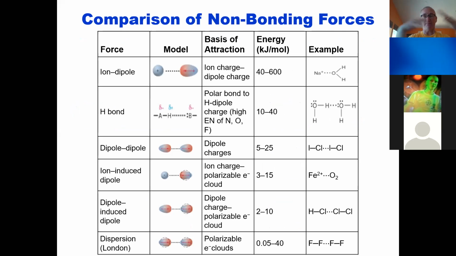Now, when we look at non-bonding forces, these are forces between molecules. I'll just quickly go through these. We'll come back to them next week. These are the different forces. So we have strong forces, and the first one is ion-dipole forces. If you remember what a dipole is, a dipole is where you don't have a full charge, but you have more electron density on one side of the molecule than you do on the other.